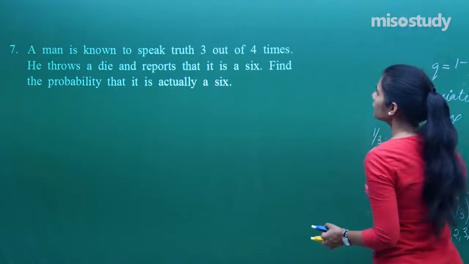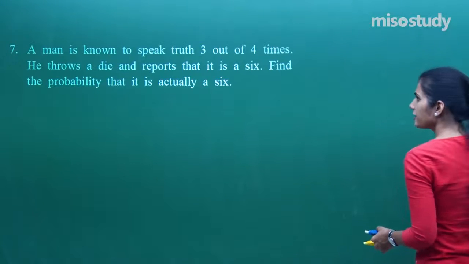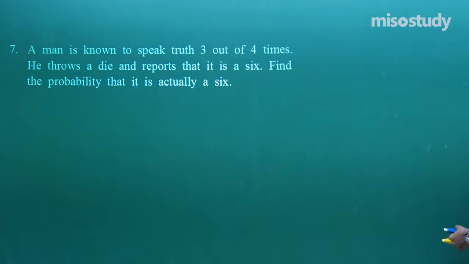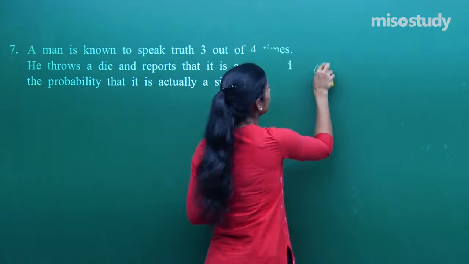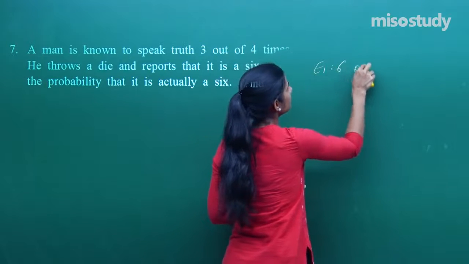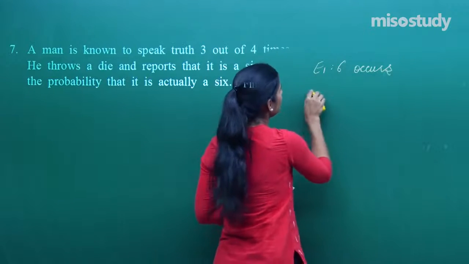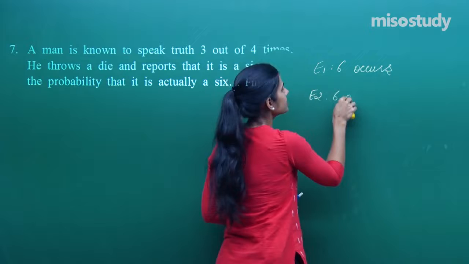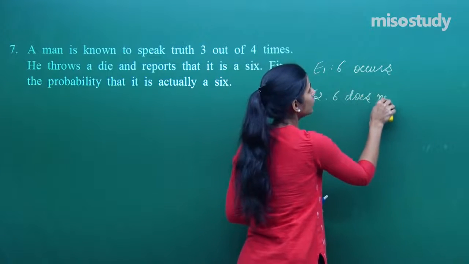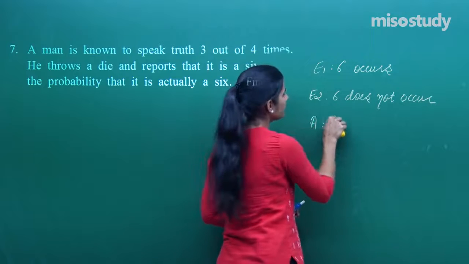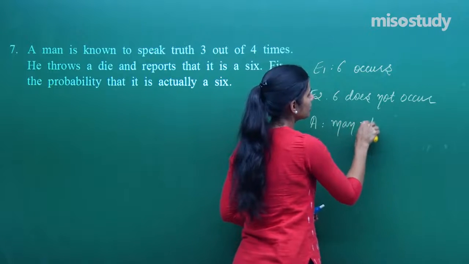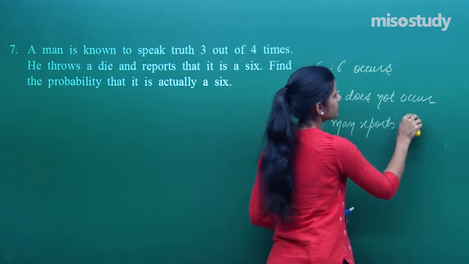He throws a die and reports that it is a 6. Find the probability that it is actually a 6. That means find the probability that the man is speaking the truth. Okay? Let's say event E1 is that 6 occurs, and event E2 is that 6 does not occur. We are just interested in one outcome. And event A is that man reports it's a 6.